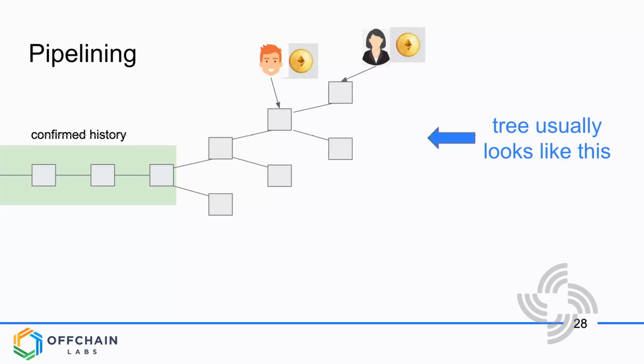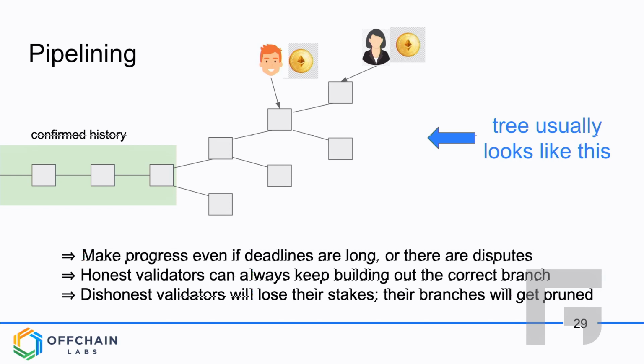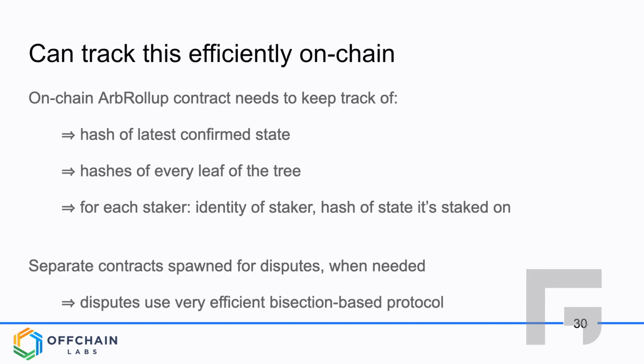This pipelining allows the system to keep going, so you don't have to stop the world and wait for the timeouts whenever you need to wait to find out whether somebody will dispute something. This ensures the chain can go at full speed no matter what. Okay, so we can make progress even if the deadlines are long, even if there are disputes, we keep making progress. The honest validators can always keep building out the correct branch. Dishonest validators are going to lose their stake. Whatever they've built will be pruned away, and progress will continue.